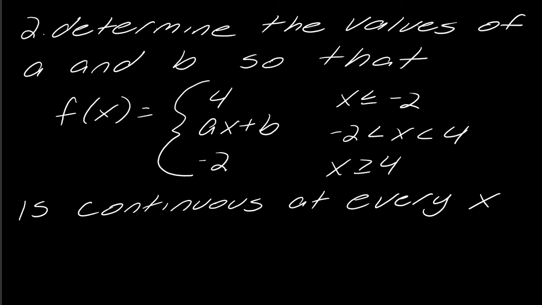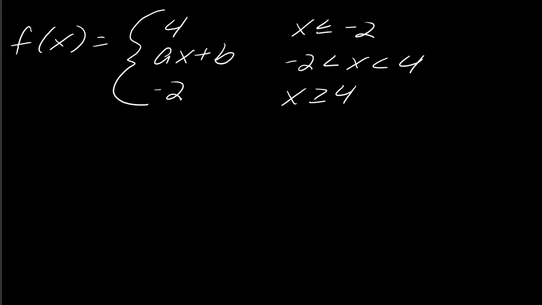Okay, so moving on to question 2 here. Determine the values of a and b so that f of x equals this whole piecewise function here, and I want to determine for what values this is continuous at every x. Okay, so let's set this up. Here's that piecewise function, and the idea here is that piecewise functions don't always connect, and we want to figure out how to make this connect end to end.